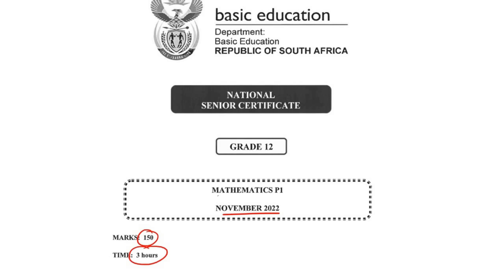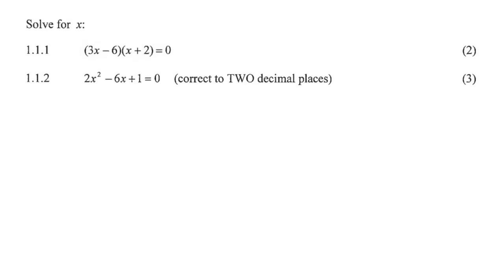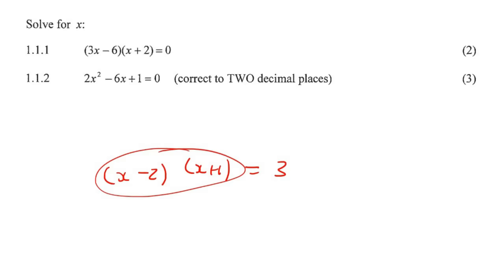Excellent, let's begin. Here we have two solve for x questions. Whenever you have two brackets next to each other, I'll give you some scenarios. Let's say you have (x minus 2)(x plus 1) equals 3. Because this number is not a zero, I would tell you to multiply these two brackets together. That would give you x squared plus x minus 2x minus 2.